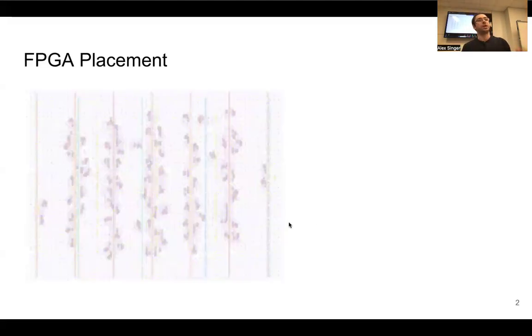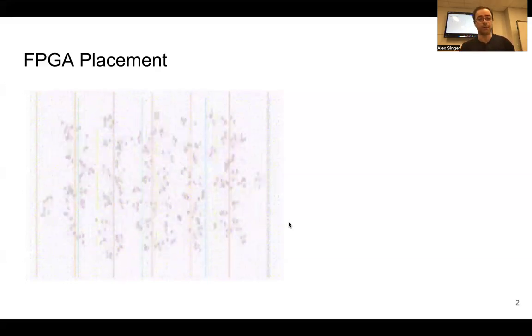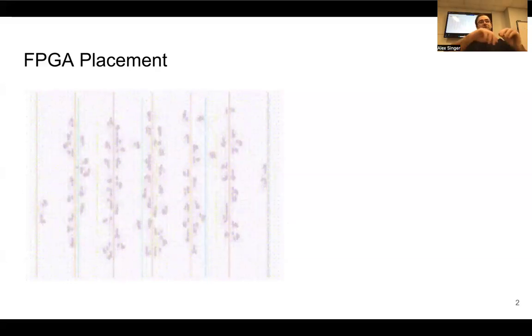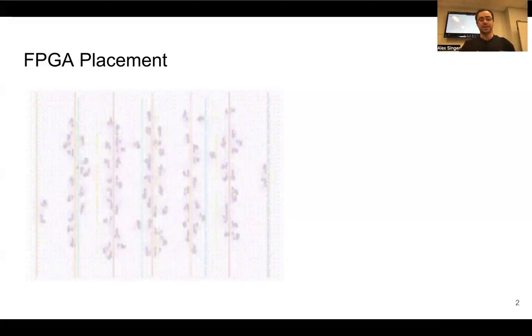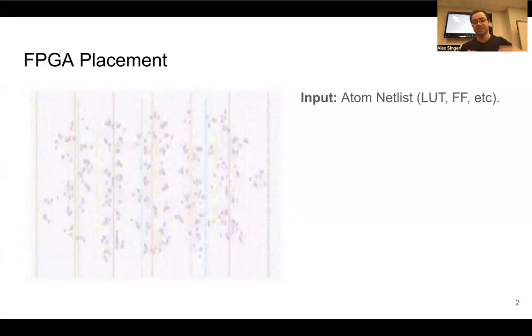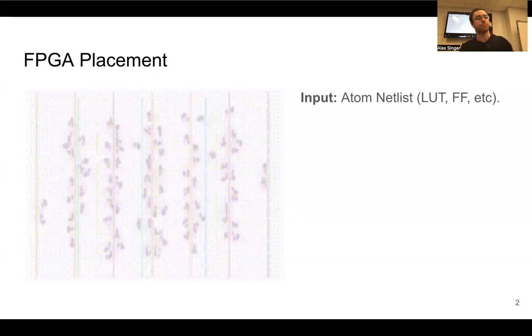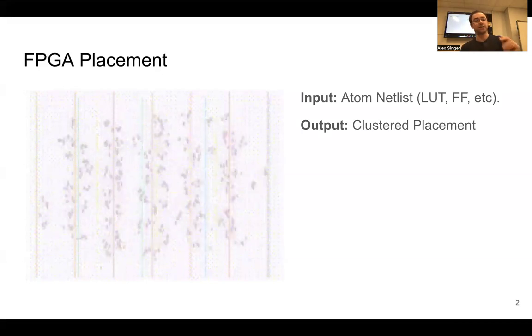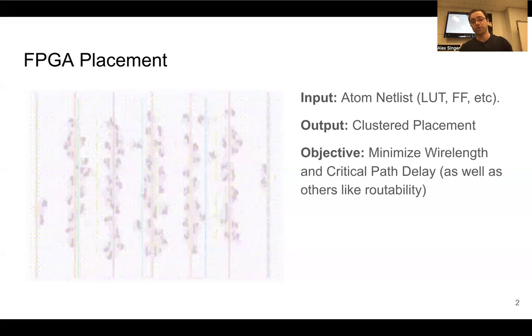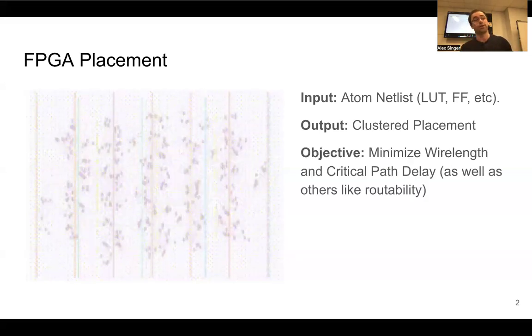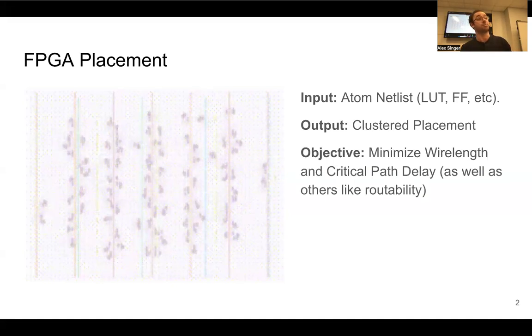So first of all, FPGA placement has a very complicated problem: I have this complicated circuit that has a bunch of connections between all these different atoms, and I have to place them onto a heterogeneous FPGA that looks like that one. What I'm showing here is a simulated annealing algorithm, but I want to show you that the input to FPGA placement is an atom netlist of lookup tables, flip-flops, DSPs, RAMs, etc. The output is a clustered placement, which means I've taken those atoms, put them into clusters, and placed them somewhere on the FPGA in a valid location. Our objective is often to minimize wire length and critical path delay, as well as others like routability.